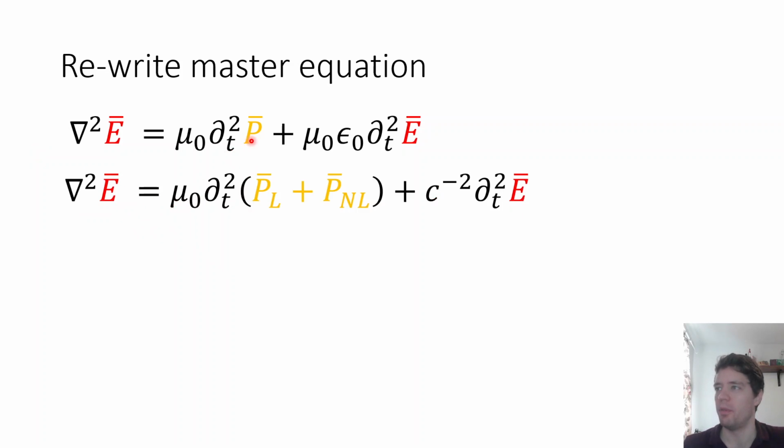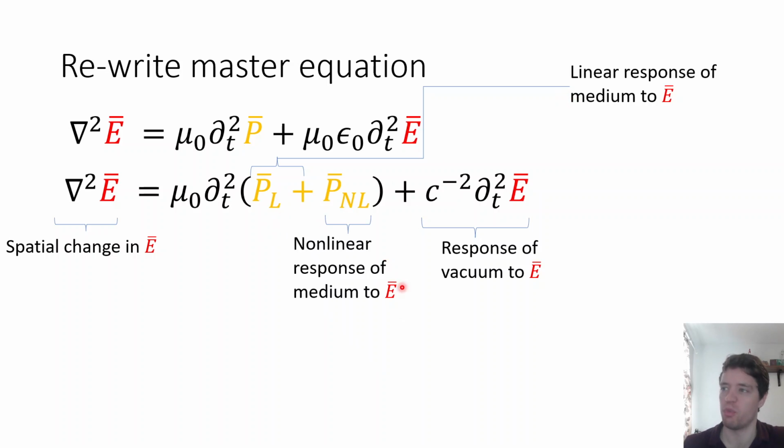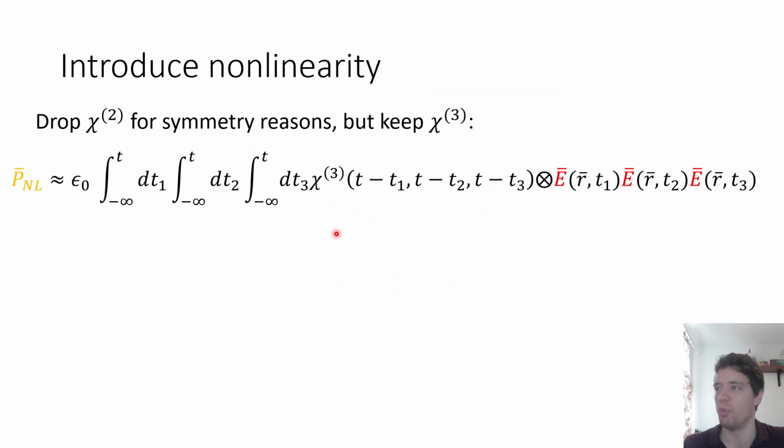So next we can split up the polarization into the linear part and the nonlinear part like so. And again, just to reiterate, now the equation is describing how the spatial change in the E field relates to the response of the vacuum to the applied E field, as well as to the linear response of the medium to the E field, and then finally the nonlinear response of the medium to the E field. So let's take a closer look at this nonlinear contribution here.